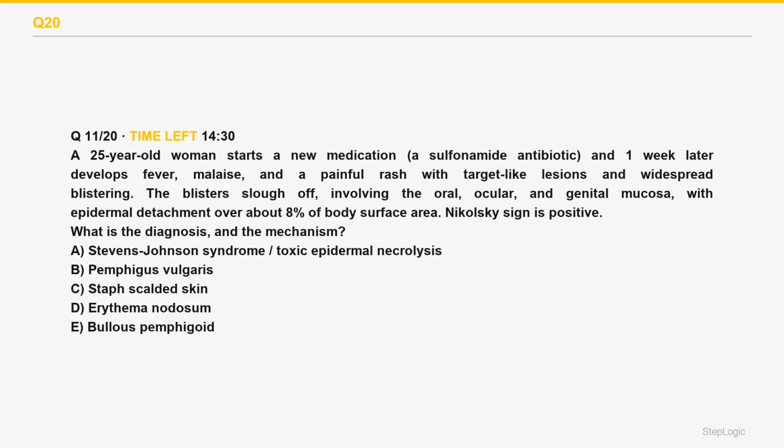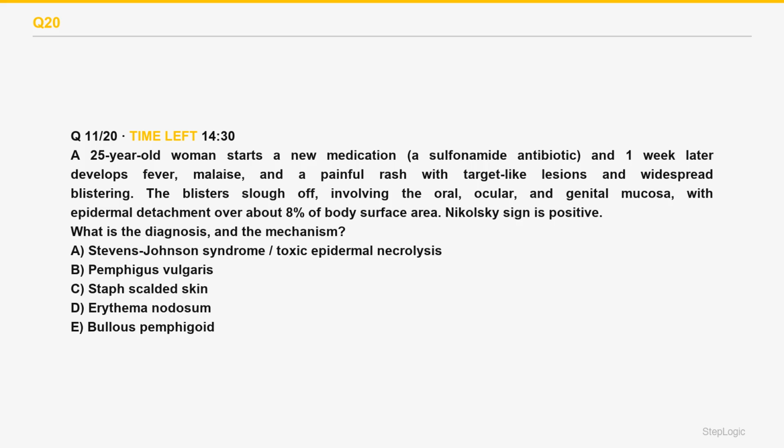What is the diagnosis and the mechanism? A 25-year-old woman starts a new medication, a sulfonamide antibiotic, and 1 week later develops fever, malaise, and a painful rash with target-like lesions and widespread blistering. The blisters slough off, involving the oral, ocular, and genital mucosa, with epidermal detachment of about 8% of body surface area. Nikolsky sign is positive.